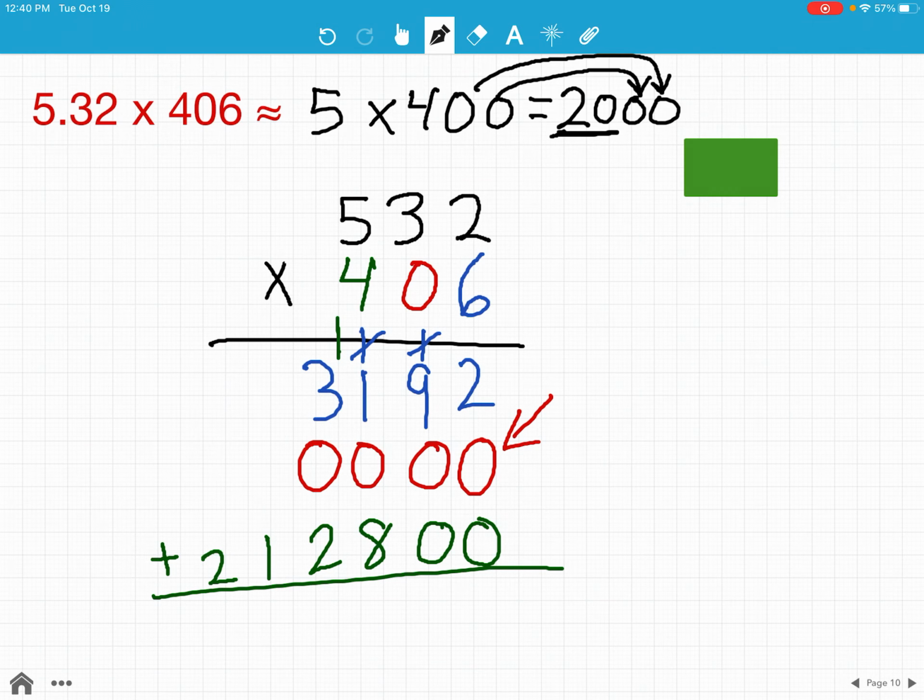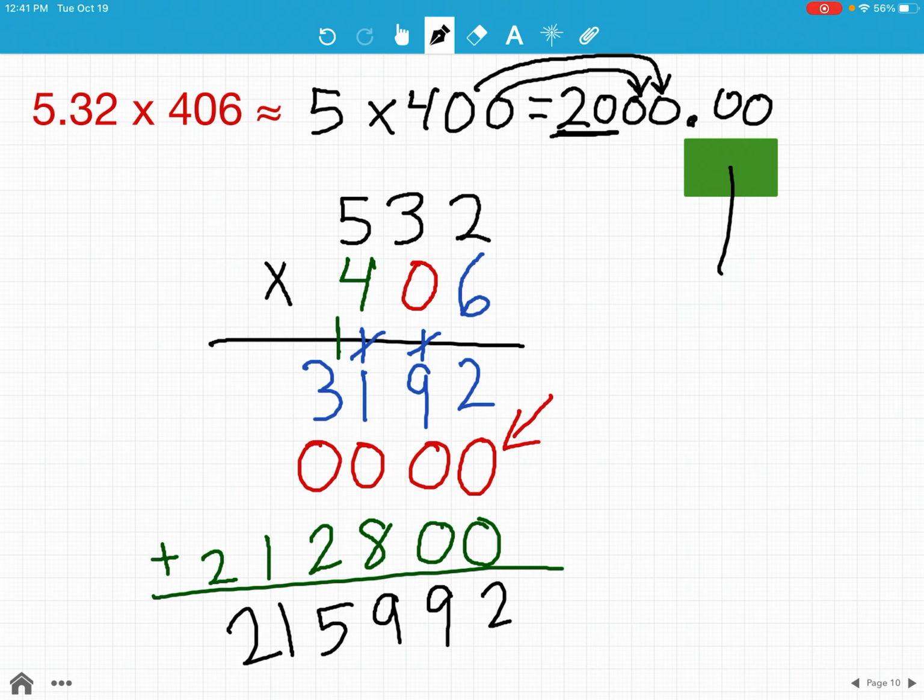So we're going to add them up. 2 plus 0 plus 0 is 2. 9 plus zeros are 9. And I have 1 plus 8 is 9. 3 plus 2 is 5. And I have a 1 and a 2. All right, so we were looking for 2,000. Another way to think about it is 2,000 with 0 hundredths.